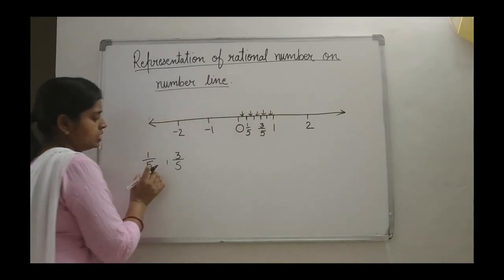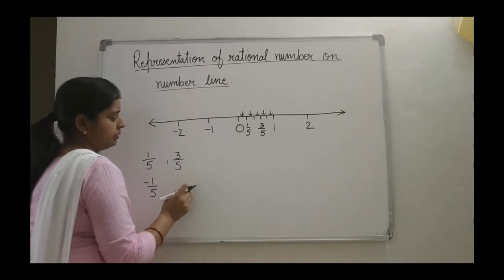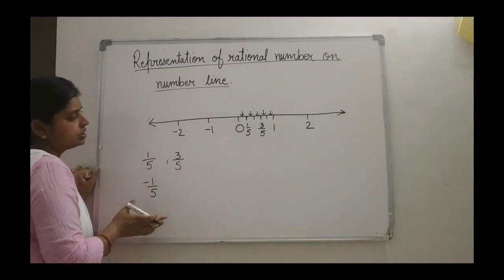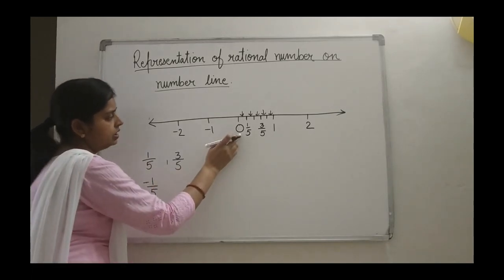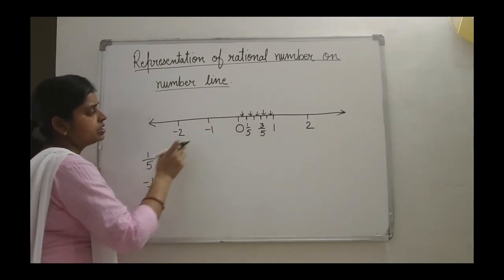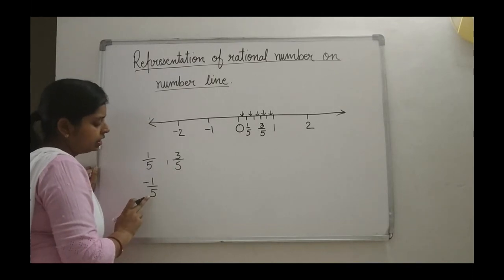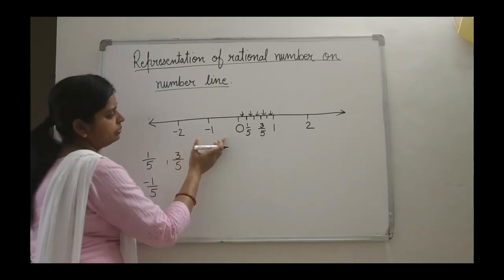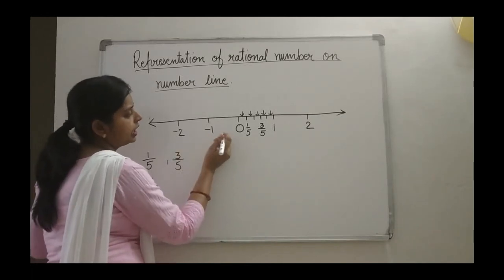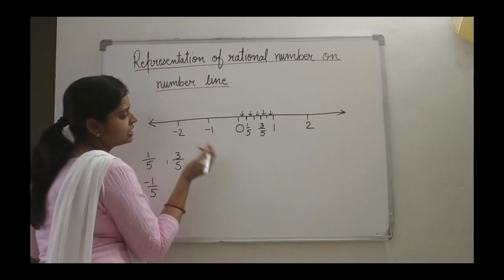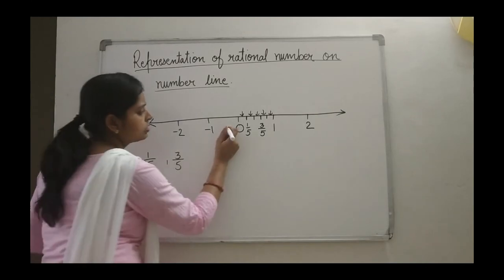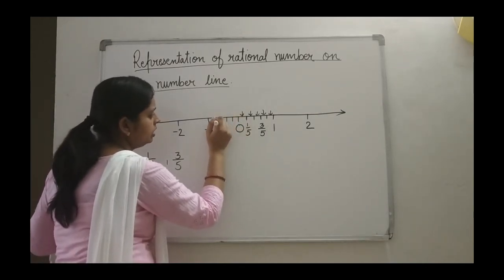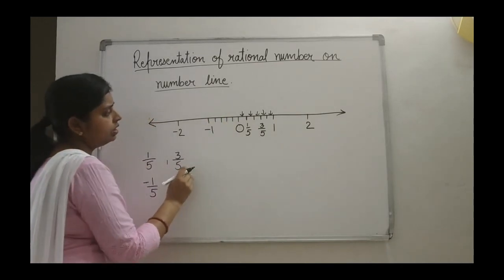Fine? If it is positive, it lies between 0 and 1. And if it is negative, minus 1 upon 5, the same condition is there, it is proper, so it will lie between 0 and minus 1 because it is negative. Again, the denominator will tell you the number of partitions we have to make, so we again make 5 partitions, and for making 5 partitions, how many lines do we have to draw? Only 4 lines. So let's draw it. 1, 2, 3, 4. 4 lines I have drawn, right?